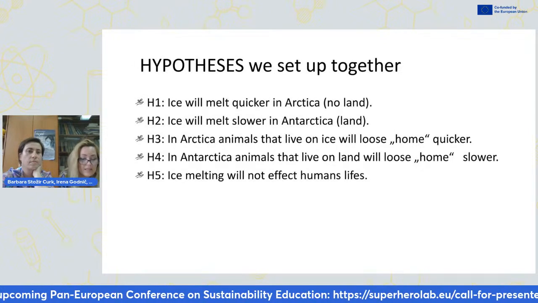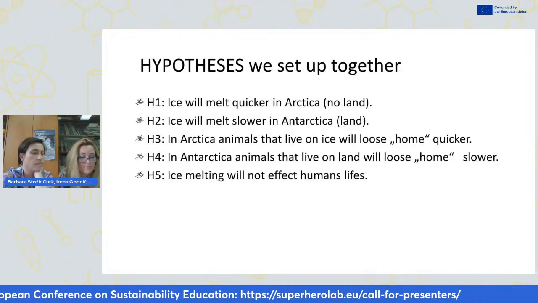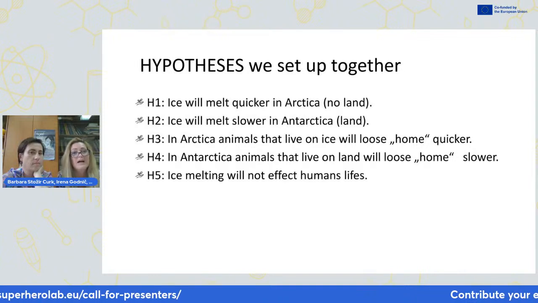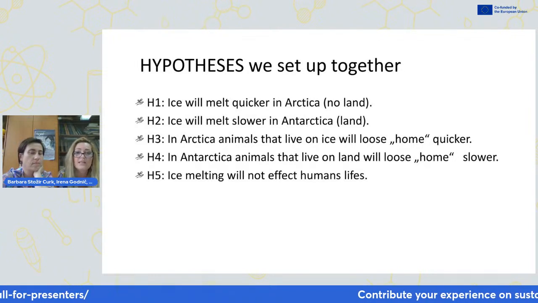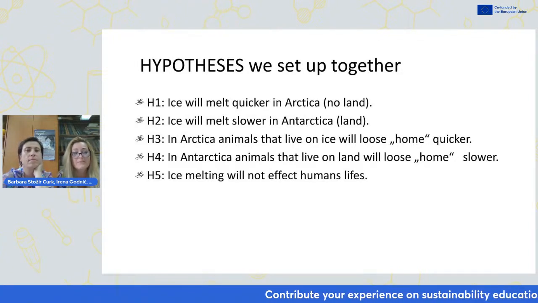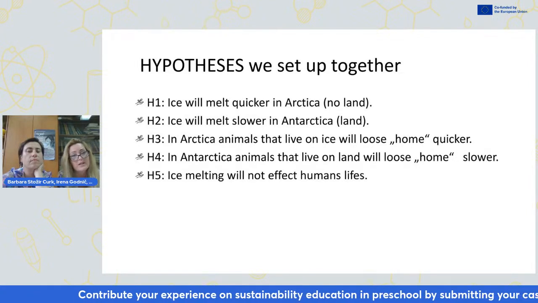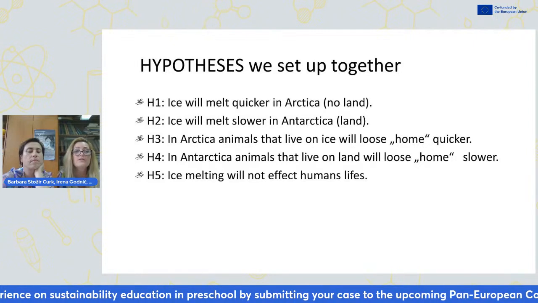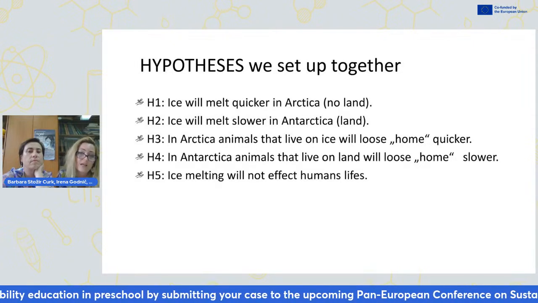And yes, at the beginning of the experiment, we determined hypotheses. So ice will melt quicker in Arctica, where there is no land. Ice will melt slower in Antarctica, where there is land. In Arctica, animals that live on ice will lose their home quicker. In Antarctica, of course, slower. And ice melting will not affect human lives.